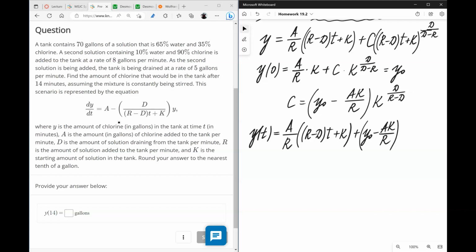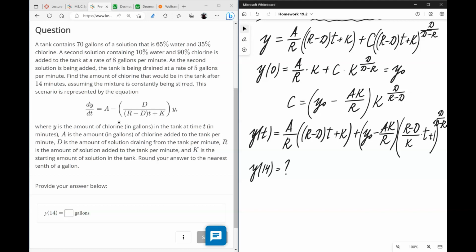and here I'm going to do some basic algebra. So this is the same as 1 over k to the power d over d minus r. We can take out that negative sign and combine it, apply it to k. So this whole thing becomes r minus d over k times t plus 1, to the power d over d minus r. That's the formula. And we are simply asked to find y of 14.